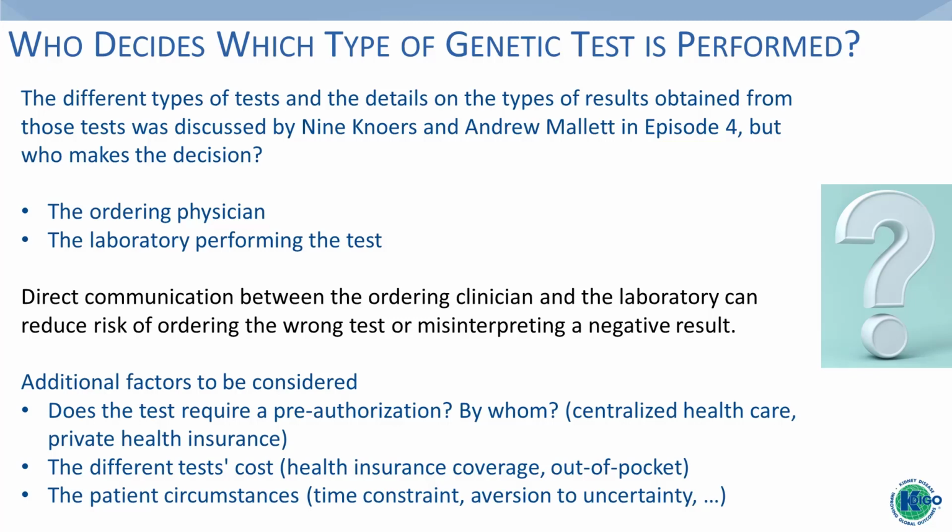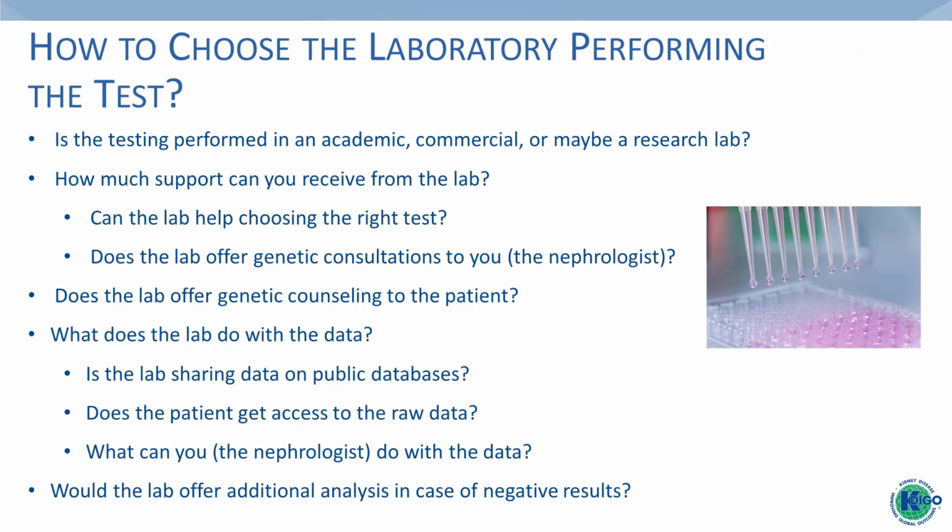And important is also the patient's circumstances. So is there a time constraint, for instance, because there's an early ongoing pregnancy, or is there an aversion to uncertainty? In the first case, you would do rapid, maybe broader testing than you would do if there's enough time. And if there's a case of aversion to uncertainty, you might start smaller, for instance. And that's the question of how to choose the laboratory performing a test.